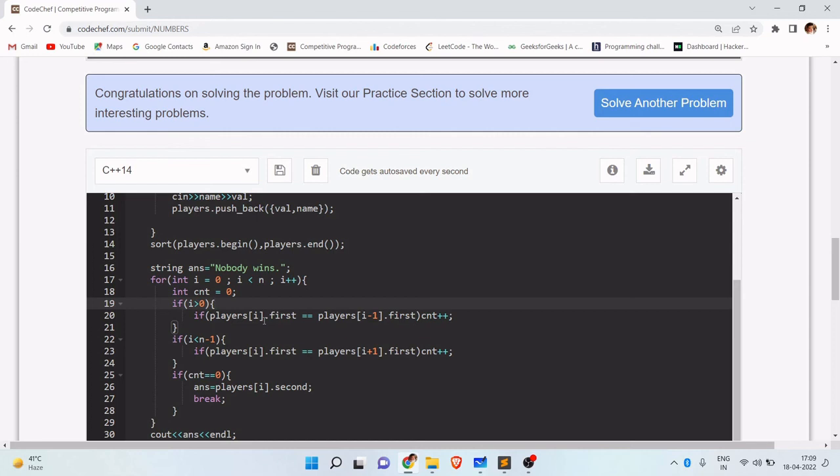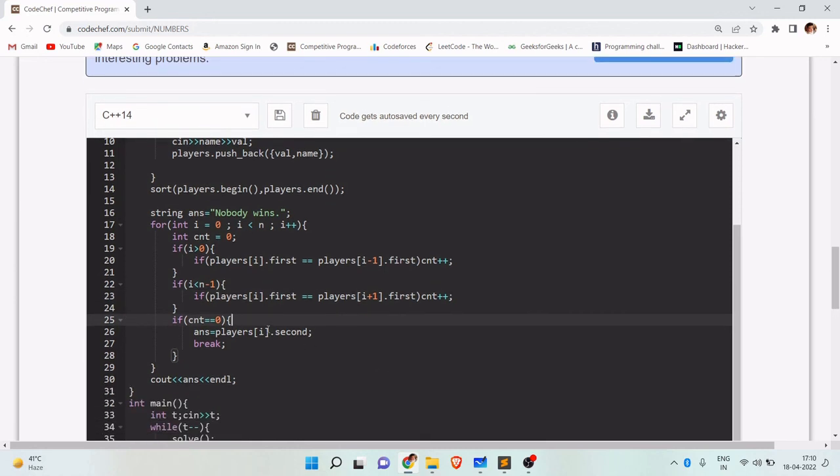We are checking if the element is equal to the left part, and we do count plus plus. Similarly, this case is for up to the second last element, because for the last element we don't have an index i plus 1, so it will again give a runtime error. So we are again checking whether the right element is equal or not, and we again do count plus plus. Now if the count is greater than or equal to 1, then we know that it is not the unique element, because either the left or the right part is equal. So we are leaving it.